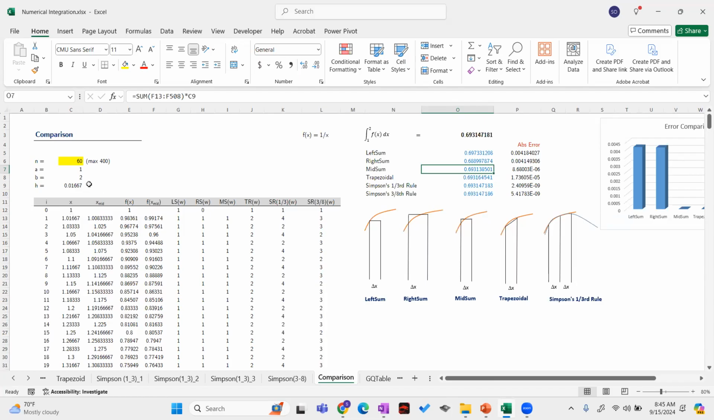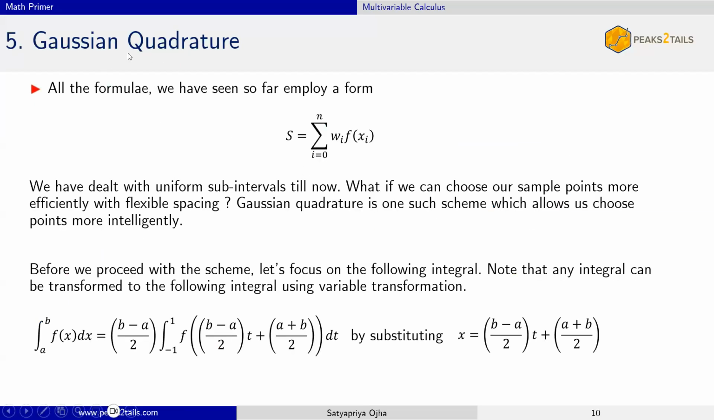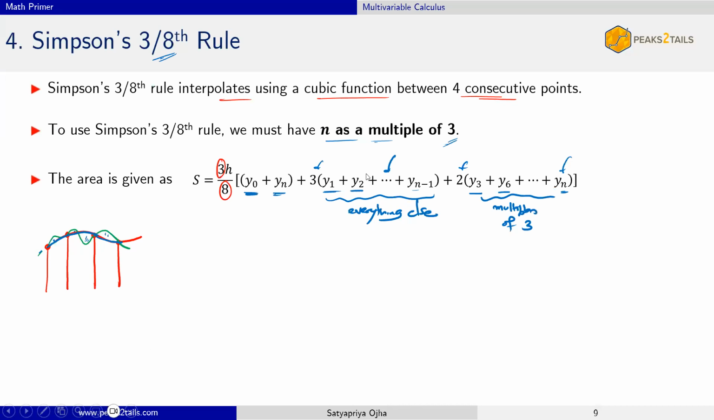There is one special algorithm that I need to cover, which is called the Gaussian quadrature. Extremely, extremely powerful stuff. You'll see the level of accuracy. Let me see if I missed anything. No. So we'll start from here. Okay, let's meet after 5 minutes.